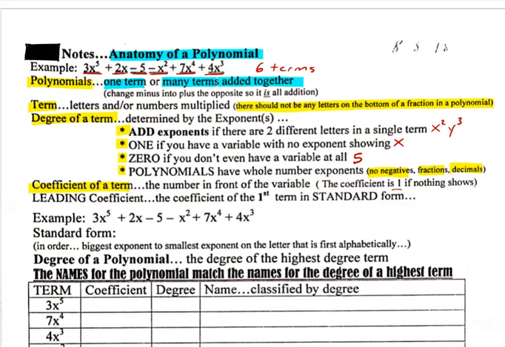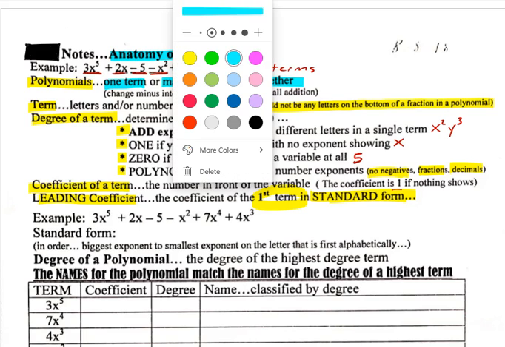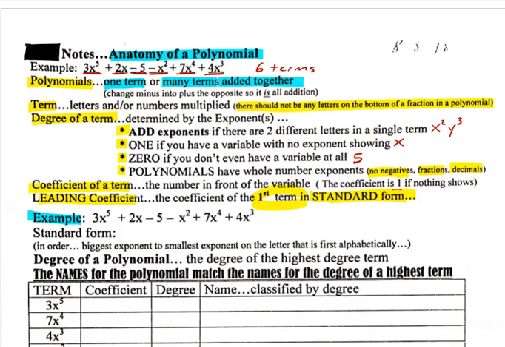The leading coefficient is the coefficient of the first term in standard form. And standard form is going to be big, because we have this example here. But this example is not in standard form. Standard form means it is in order, biggest exponent to smallest exponent on the letter that is first alphabetically. So just put that in order.